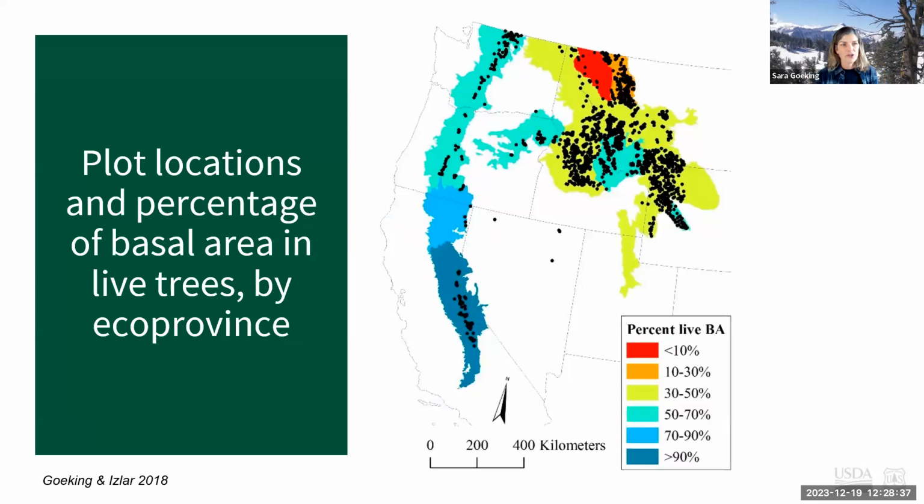So here I'm just showing plot locations as of 2016 that had been measured by FIA that had whitebark pine present. Again, this is using the publicly available data. We summarized the percentage of total whitebark pine basal area that was alive. And so here you can see the hot spot of mortality in the crown of the continent at that time. If we produce that map today, it's a little bit more severe.